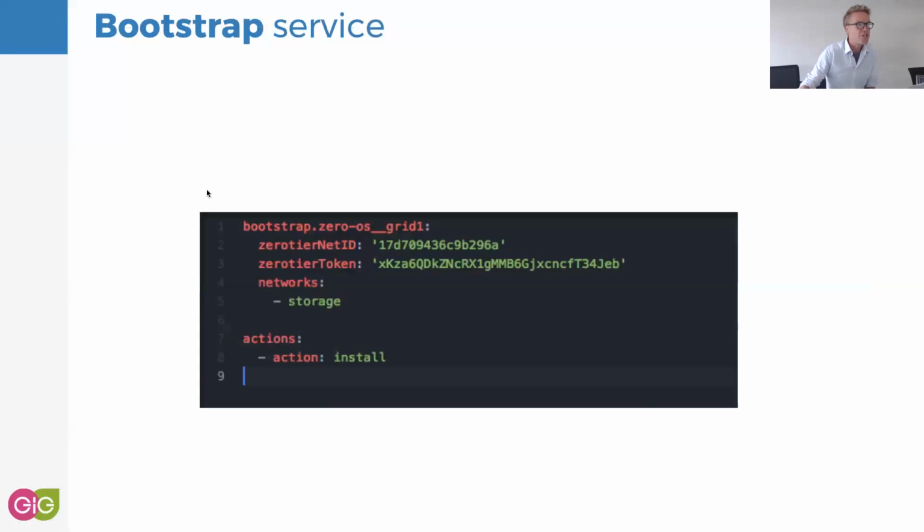What you also see here is that in the Bootstrap service, there is also this entry networks storage, and this is just a way to make sure that this grid 1 service knows about the network definition we have specified in the other blueprint, or more specifically, doesn't just know about the network configuration, but knows to which other service to talk in order to know what to do when storage actions are needed.